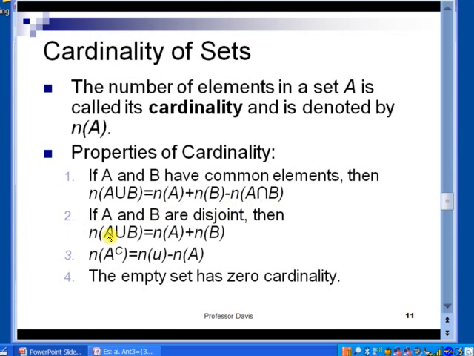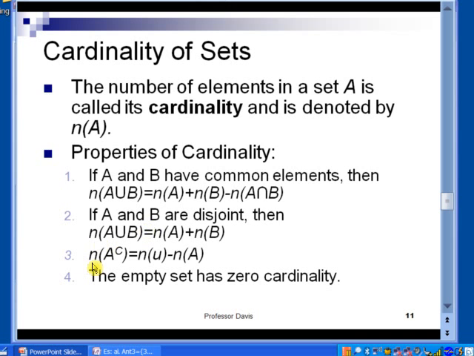Now let's say the two sets are disjoint, property 2. If they're disjoint, they have no elements in common. So their intersection would be the empty set, and the cardinality of the empty set is 0. There's no elements in it. So property 2, if A and B are disjoint, then the cardinality of their union is simply the sum of the cardinality of the individual sets.